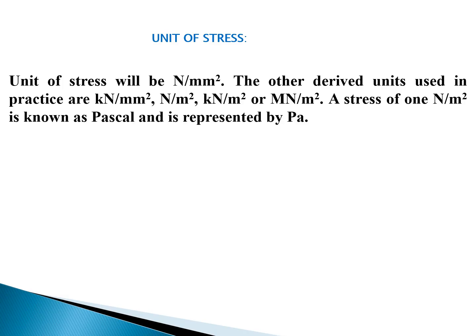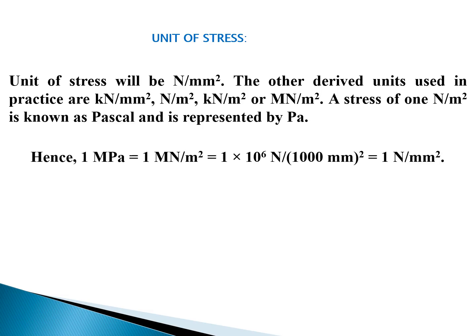Now the next question comes, what is the unit of stress? Unit of stress will normally be Newton per millimeter square. The other derived units used in practice are kilonewton per millimeter square, Newton per meter square, kilonewton per meter square, or meganewton per meter square. The stress of 1 Newton per meter square is known as Pascal and is represented by Pa. That means Pascal is nothing but Newton per meter square.